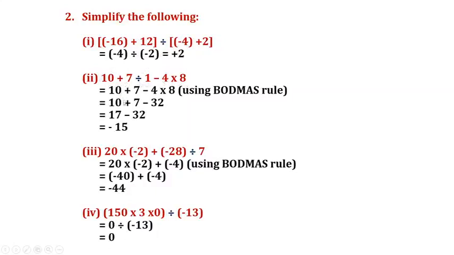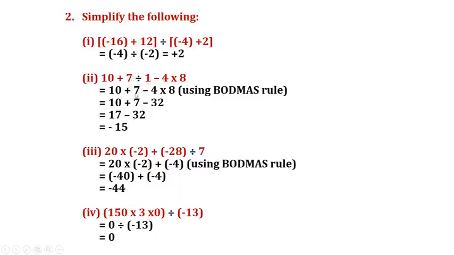Here more than 2 operations are given, so you have to use the BODMAS rule only. What is the BODMAS rule? Bracket, of, division, multiplication, addition and subtraction. Since here there are no brackets and of, we start with the division. So division is in between which numbers? 7 divided by 1. So first divide 7 by 1, and you will get 7 here.